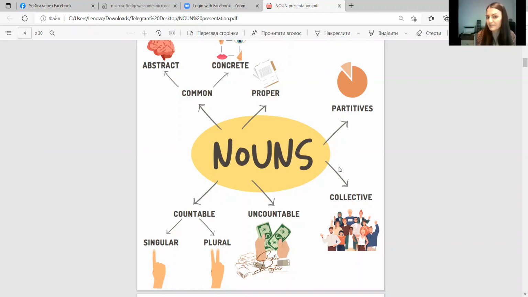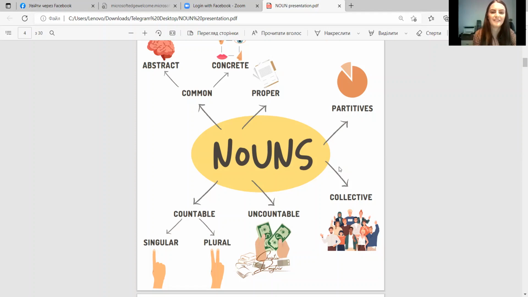And there is something really interesting. I have used a picture of money here because money is also an uncountable noun. In our mind, we think that we can count money, but in fact, we do not count money as 1, 2, 3, we count the number, the value of money, like 10, 5, 100 and others. That's why remember that money is always an uncountable noun. But again, we will talk in detail about these things.